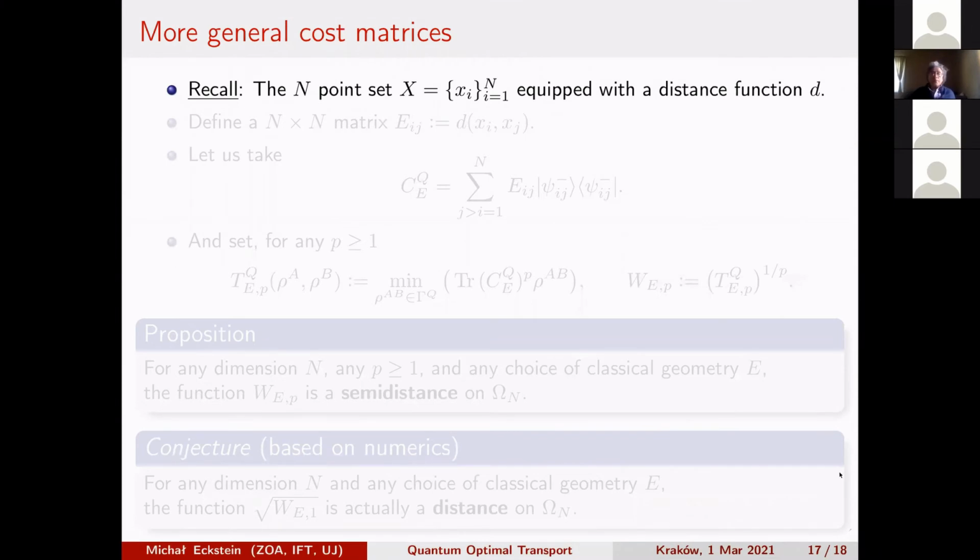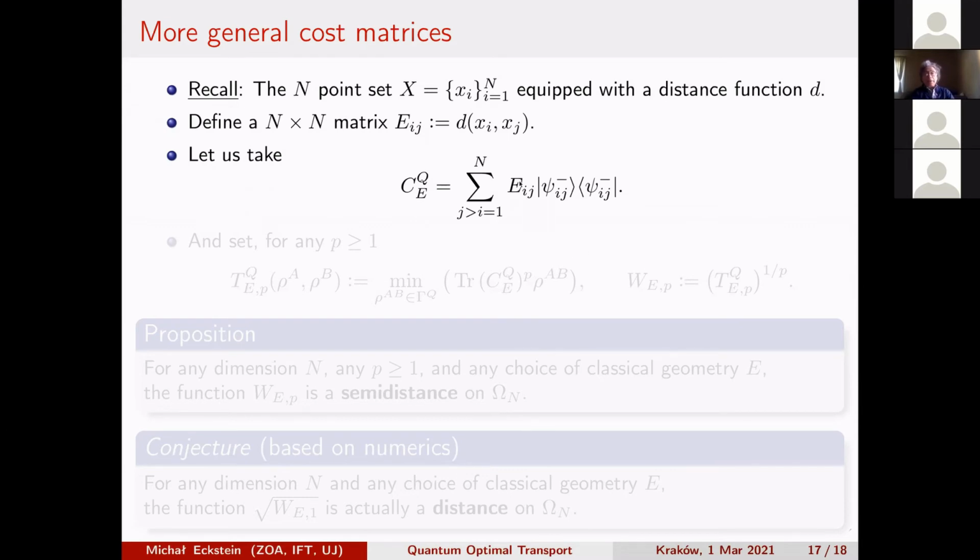The last point that I'd like to tell you about is, coming back to the general setting, because we had just one fixed quantum cost matrix. Now the question is, how general is this procedure? Can we have other interesting quantum cost matrices which have similar nice properties, and ideally which would lead to a distance? So recall that this X is just an endpoint set, which is now equipped with some distance function, and this Eij was the symmetric matrix associated with this distance function. And let us define the following cost matrix. So you just put this guy here, and take a sum over i and j.